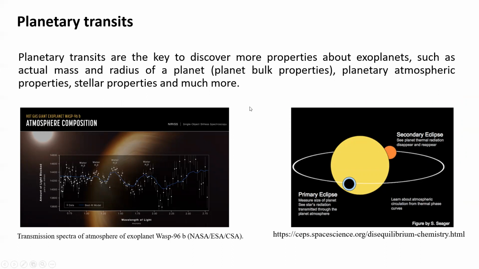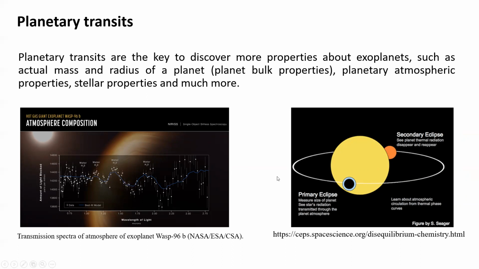So here is recent data provided by the James Webb Telescope, in which we have seen that it has discovered signatures of water molecules in an atmosphere. So basically, when the planet transits its star, we can measure the size of the planet and see the star's radiation transmitted through the planet's atmosphere.